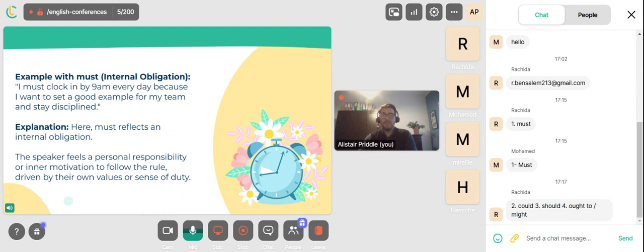Let's think of an example with must. Internal obligation. I must clock in by 9 a.m. every day because I want to set a good example for my team and stay disciplined. Explanation. Here, must reflects an internal obligation. The speaker feels a personal responsibility or inner motivation to follow the rule, driven by their own values or sense of duty.